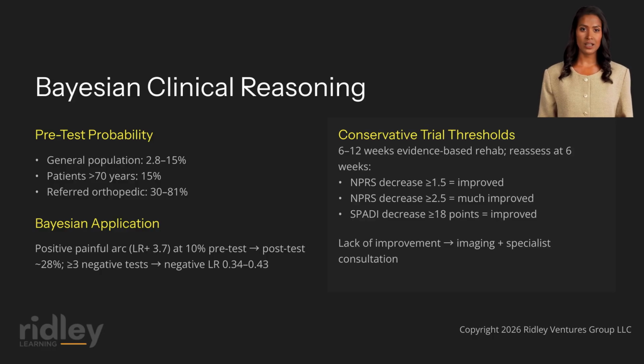So what does that look like in practice? A positive painful arc test in a patient with low initial clinical suspicion only modestly increases the likelihood of the diagnosis, raising post-test probability to approximately 28%. When 3 or more tests are negative, particularly the painful arc, external rotation resistance, and strength tests, the probability of rotator cuff disease decreases substantially, meaningfully reducing clinical suspicion and making the diagnosis considerably less likely.